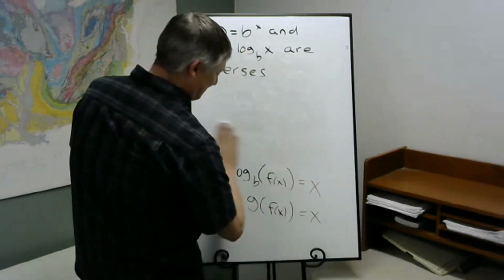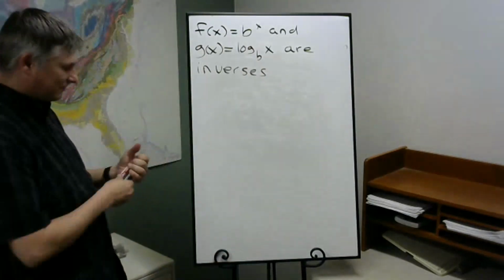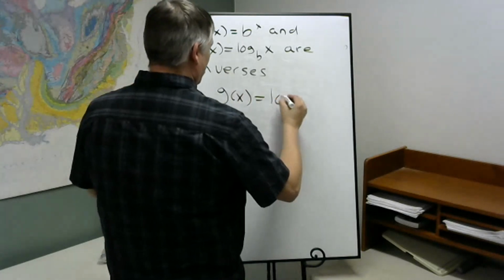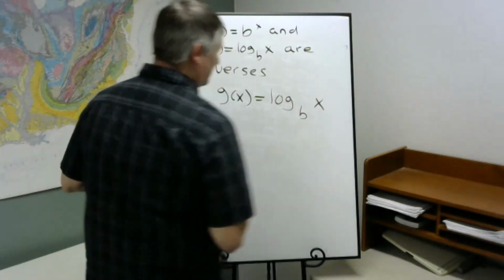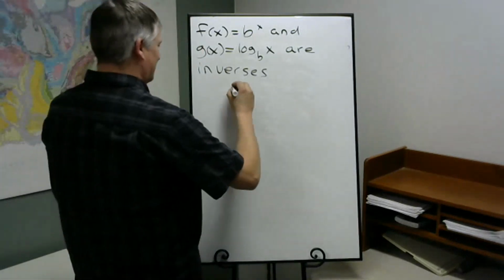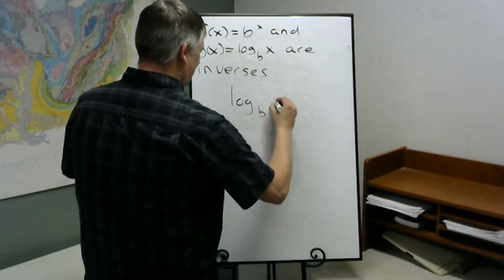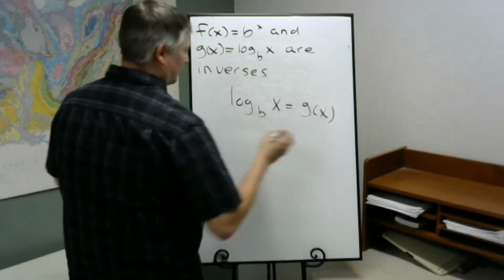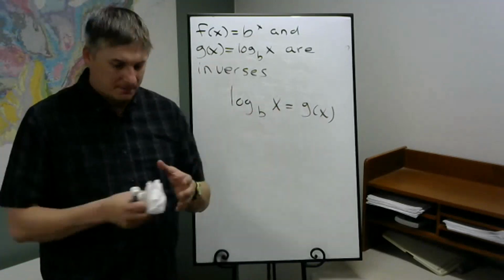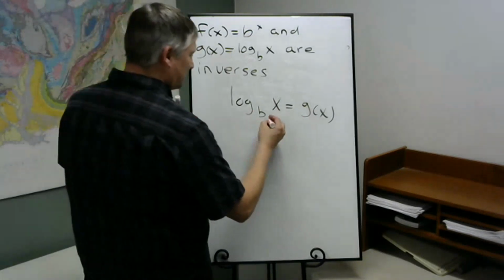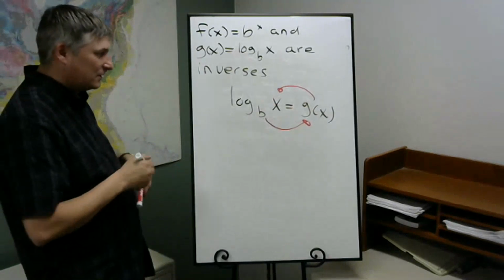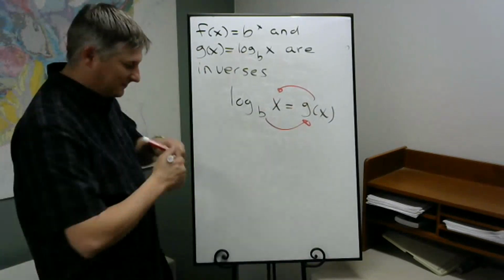Now let's switch it around. So g of x is log base b of x. In fact, let me write this, switch the order here. There we go. So again, g of x is the log, or the log is g of x. Now we do our little counterclockwise trick. B to the g of x is equal to x. So we convert this into the exponent form.